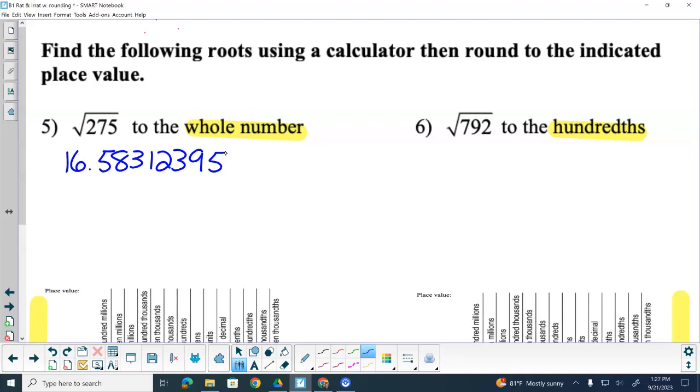Wanted to make sure you get it. So hit that key. Remember the one that pointed up, you hit the square root key. Okay, so yours is in, now it's square root 275. There it is. It was just in math type. We want to round that to the whole number.